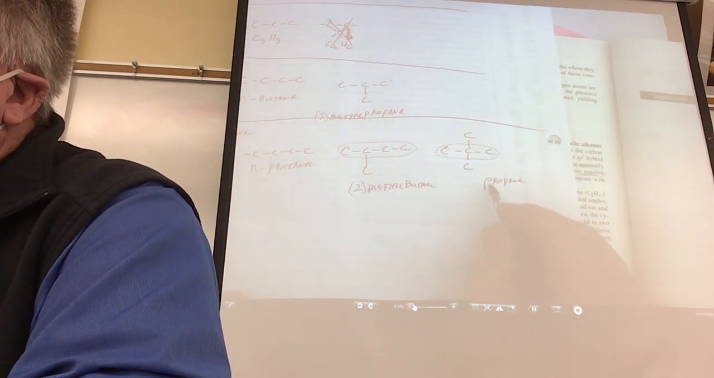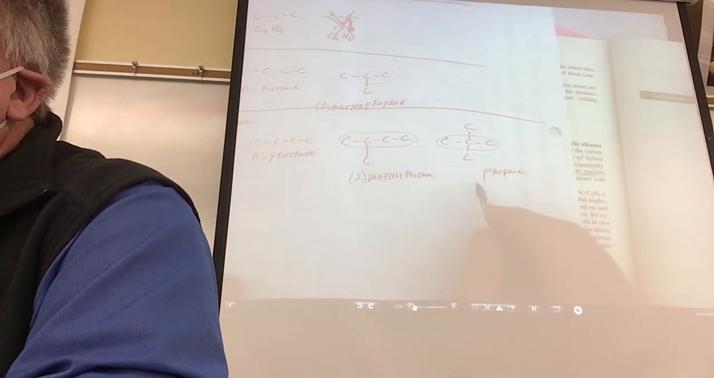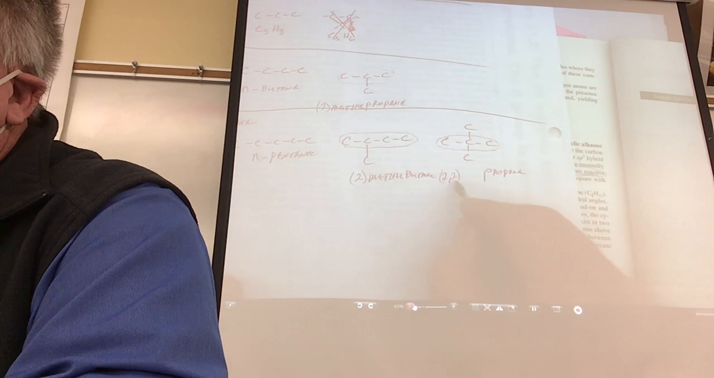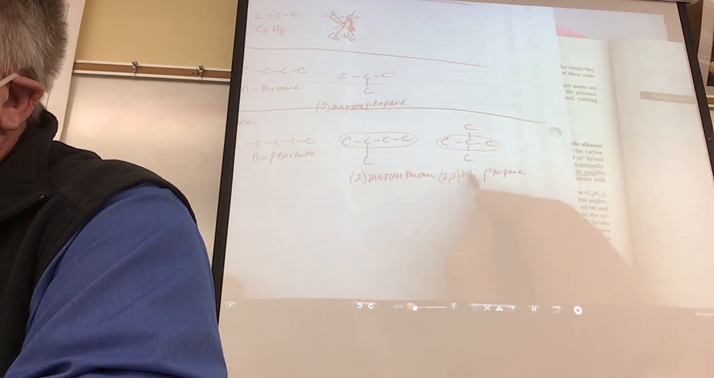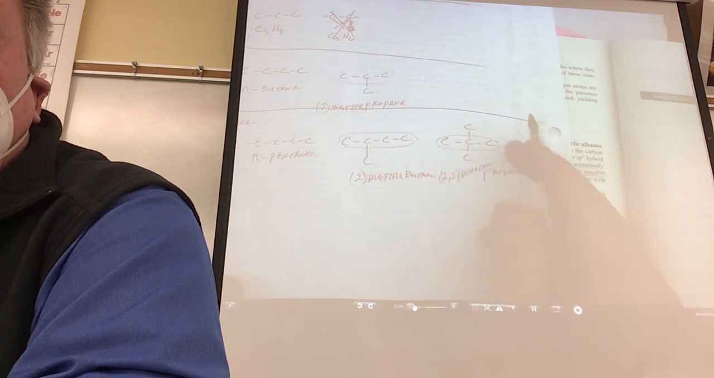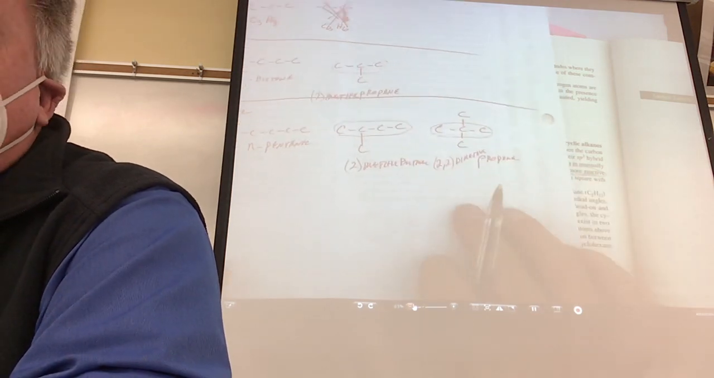Wait a minute. I don't think she asked. Okay, and I can put that in parentheses. 2 what? Yes, because you don't need to say. Oh, because there's... Okay, so here's a methyl branch, and here's a methyl branch, dimethyl, and 2. There's only one way to make this.